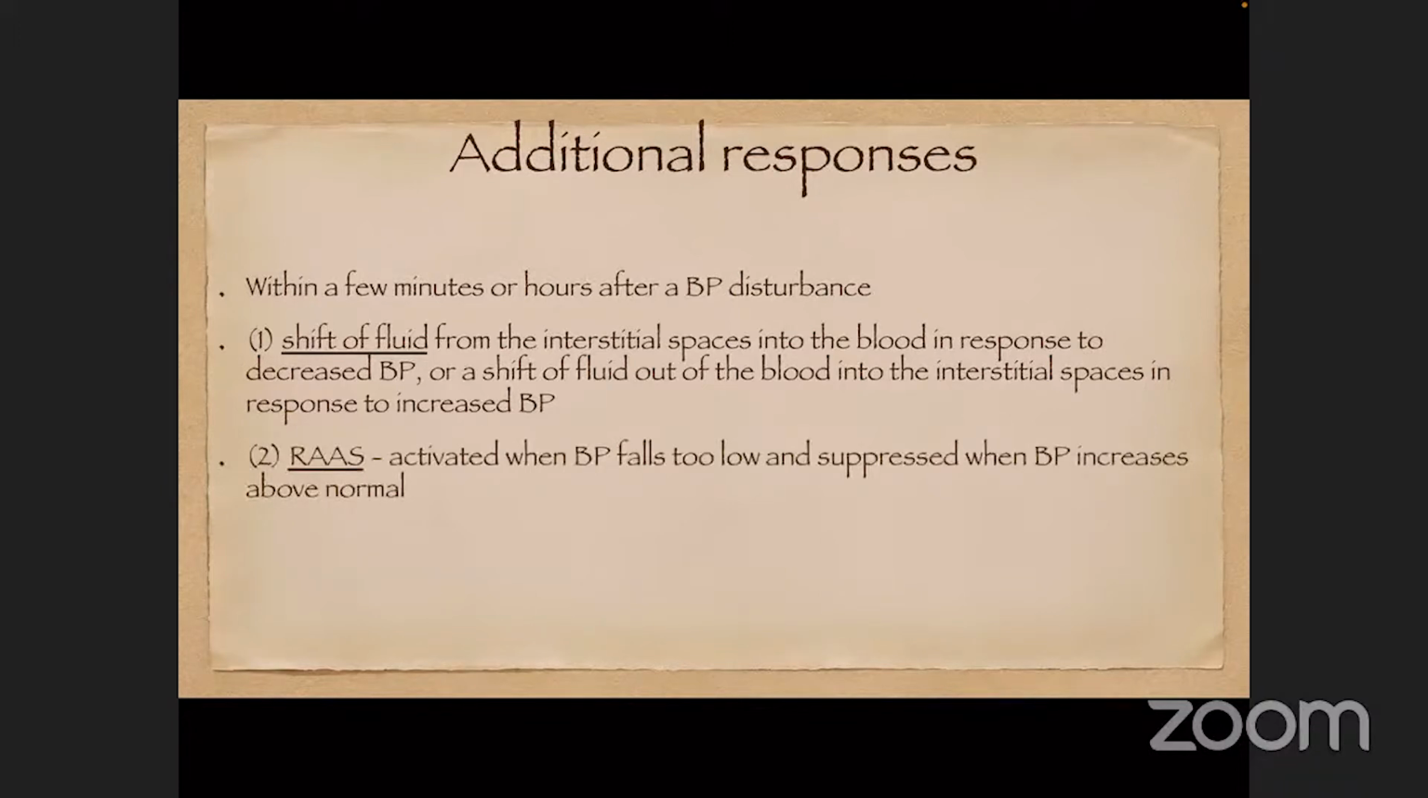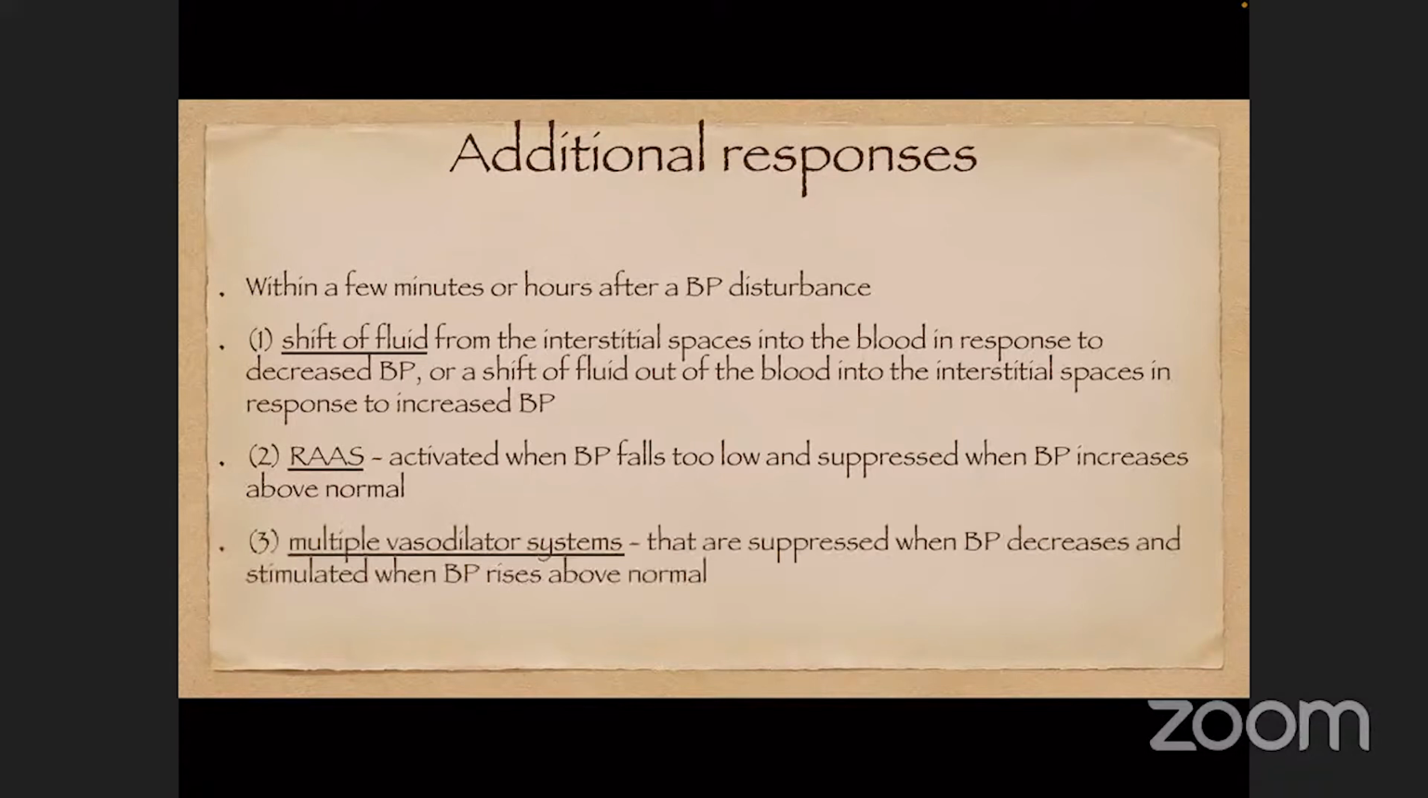The second one, of course, is the renin-angiotensin-aldosterone system, which you're all familiar with, which is the commonest endocrine axis to be involved in blood pressure control. So here, if the blood pressure is falling, the entire RAA system is activated. And if the blood pressure is on the higher side, then the body suppresses the renin-angiotensin-aldosterone system.